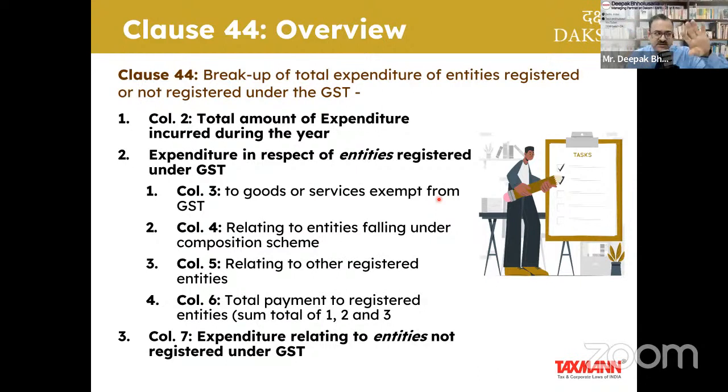So out of 500, 200 registered exempt, 100 registered but composition, and 100 registered but taxable. Moving further.